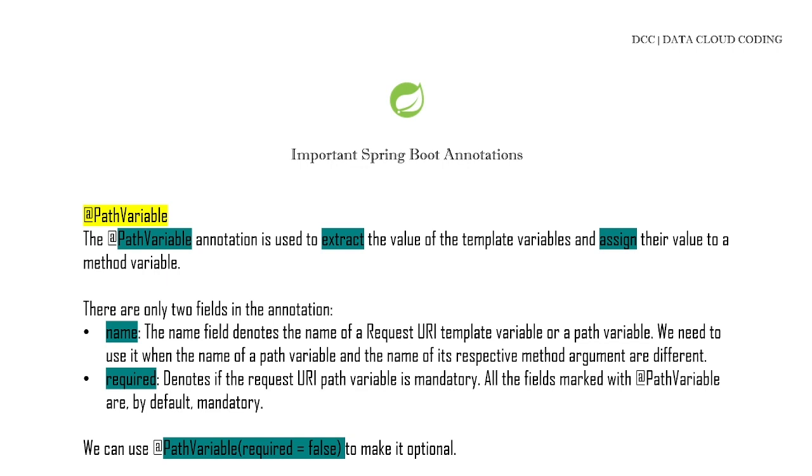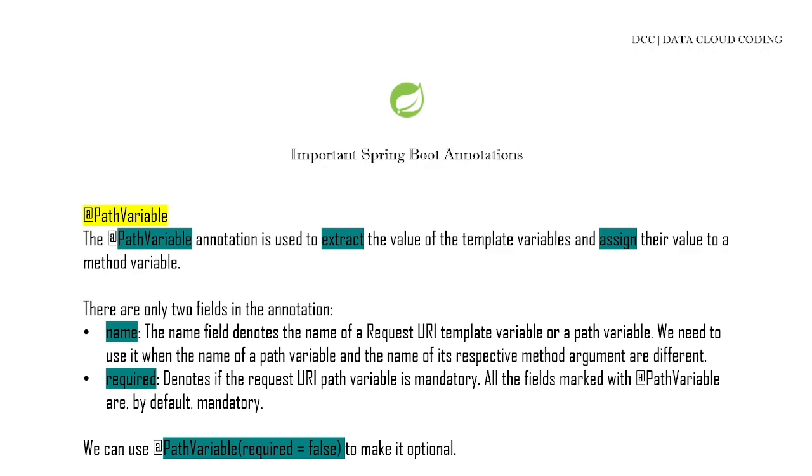Name denotes the name of a request URI template variable or a path variable. We need to use it when the name of a path variable and the name of its respective method argument are different. And required denotes if the request URI path variable is mandatory or not, and all the fields that are marked with @PathVariable annotation are by default mandatory. If I have to make it optional, I can do that using the syntax @PathVariable, and inside brackets we have to specify required is equal to false.